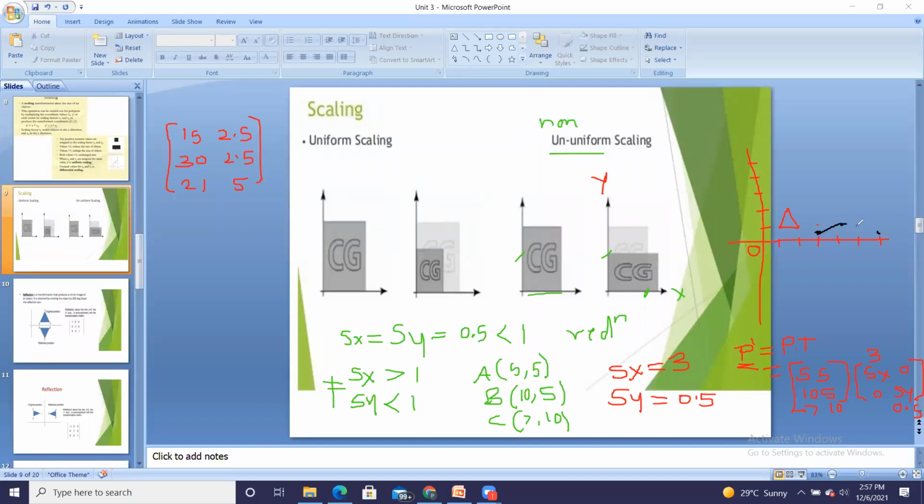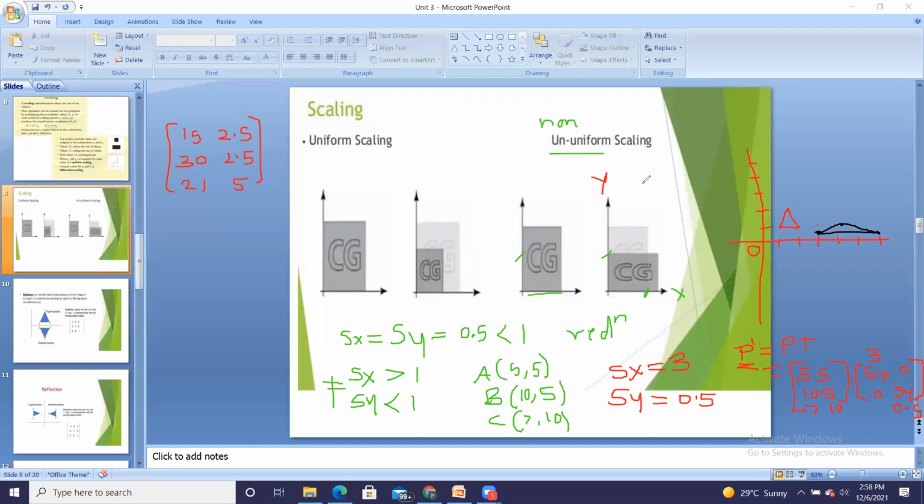So you can observe the expansion to thrice of its size along x-axis, and you are going to observe the compression along y-axis. So this is your resultant triangle after performing non-uniform scaling. Getting it, all of you? Is there any difficulty here? No, ma'am. Yes. Okay.